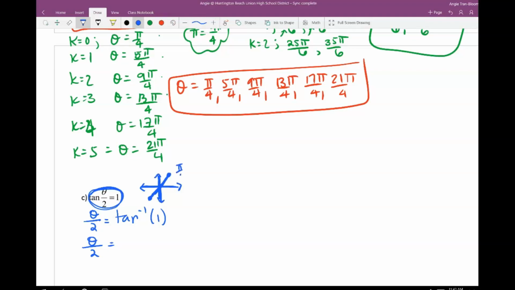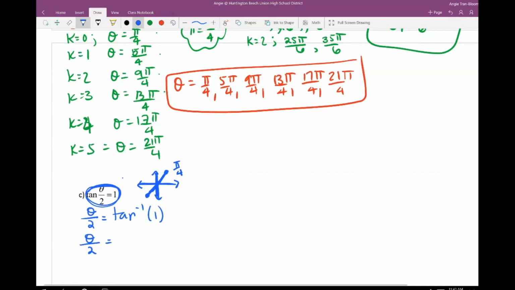Did you say pi over 4? Yay! Okay. How about quadrant 3? Tangent of what in quadrant 3 is also 1? Did you say 5 pi over 4? Okay, I'll take it. Now, normally I would say that you would write 2 equations, okay?